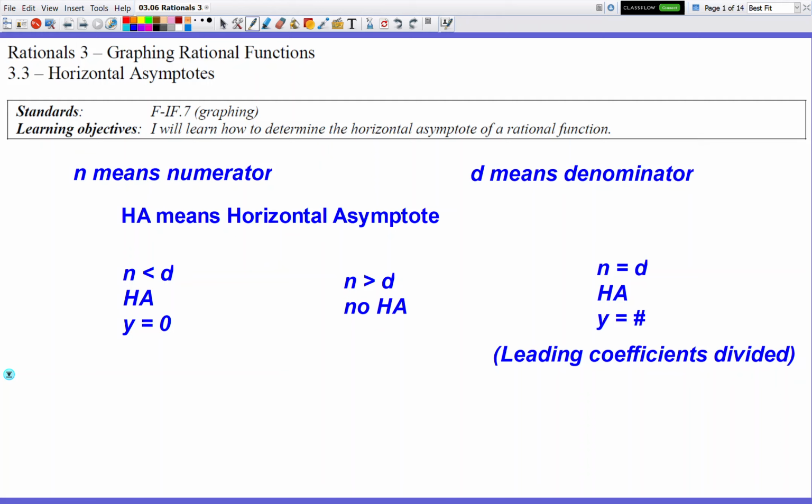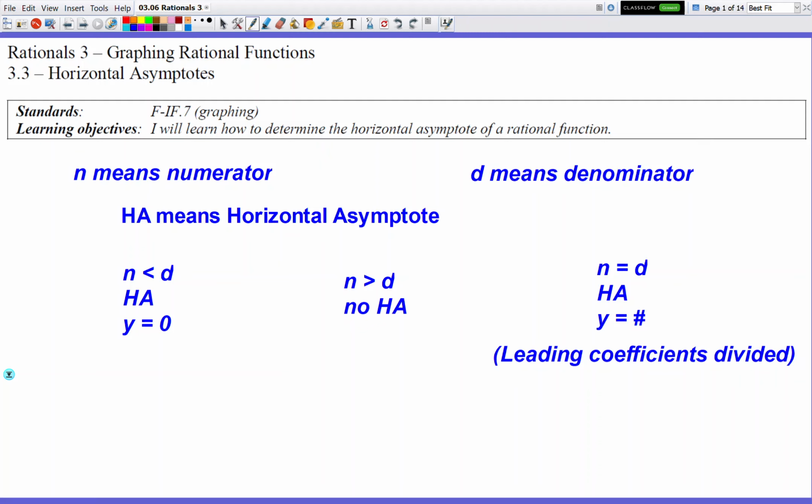Okay, if the number in the numerator is bigger than your number in the denominator, it's going to be a situation of no horizontal asymptote. And in the last category, if the values that you're going to evaluate in your numerator and denominator are equal to each other, then you're going to grab your coefficients, which is the number in front of the x, and you're going to divide them. Whatever that answer is when you divide your coefficients is going to be the number you put after the equal sign. So it's going to be y equals whatever that number is.